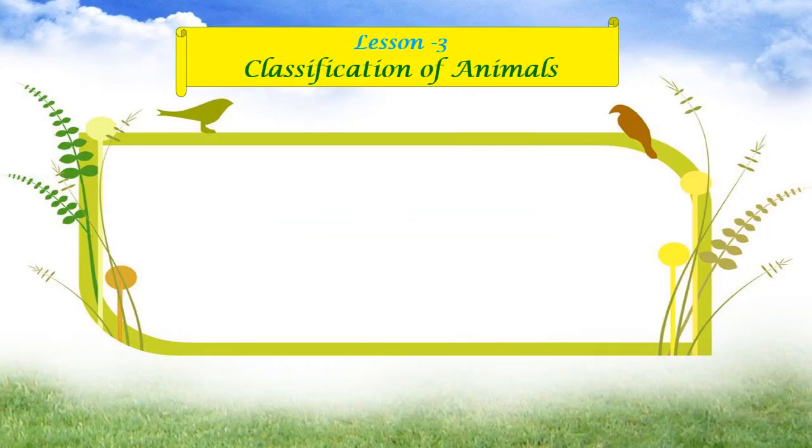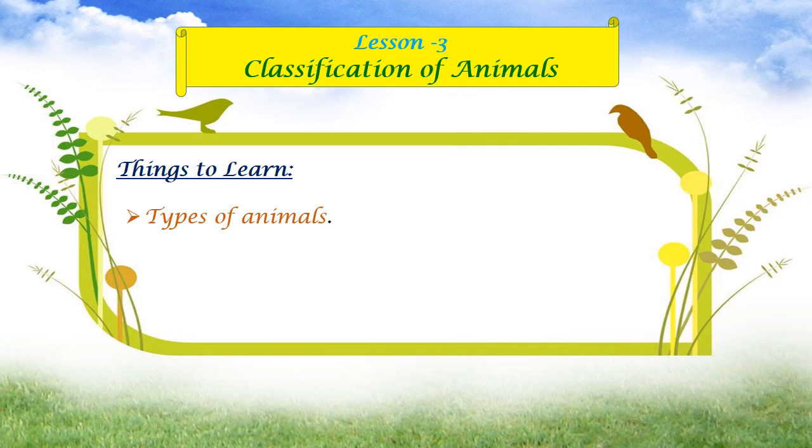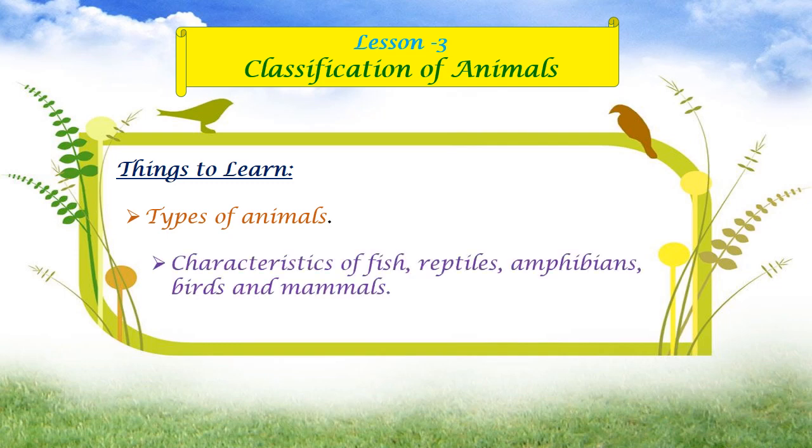The lesson is all about classification of animals. Lesson 3. Okay. So in this lesson we will classify the two groups of animals. All right. So let us see what are the basic things to learn in this lesson. Types of animals. Okay. And then characteristics of fish in specific, reptiles, amphibians, birds, and mammals.